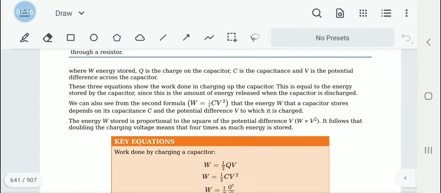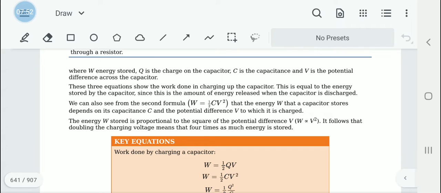Now, in these examples, W is the energy stored, Q is the charge on the capacitor, C is the capacitance. Please don't confuse it with coulombs. And V is the potential difference across the capacitor. So when work is being done when charging a capacitor, that work being done is equal to the amount of energy stored in the capacitor, because that is the amount of energy that would be released when the capacitor does work.